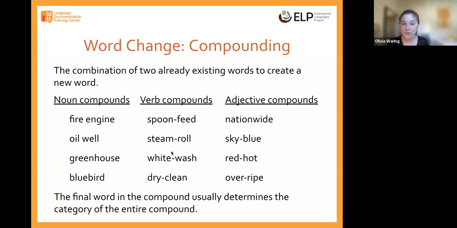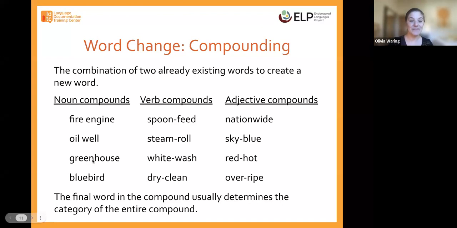Compounding is another common morphological process where you can create brand new units of meaning just by smooshing different words together. So fire and engine, two very discrete entities, become fire engine, which has one distinct meaning independent of its parts. Nationwide, spoon feed, steamroll, all these different things. And remember, we started this conversation talking about how difficult it is to define a word. And you can actually see that represented here in the orthography, right? Sometimes we separate these two components, even though fire engine is something very different from both a fire and an engine.